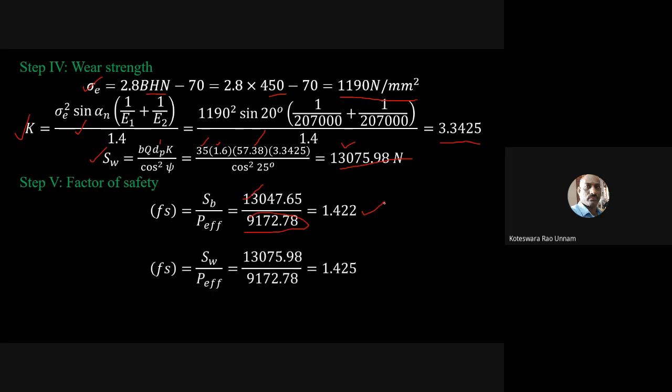Similarly, you can calculate the factor of safety against pitting failure, which is nothing but SW divided by P effective. SW is 13,075.98 divided by effective force 9172.78 newtons. If you compute the ratio, it comes out as 1.425. So for both the cases, you get around 1.4 or 1.5 as the factor of safety. Right? So this is how you can solve the problem.